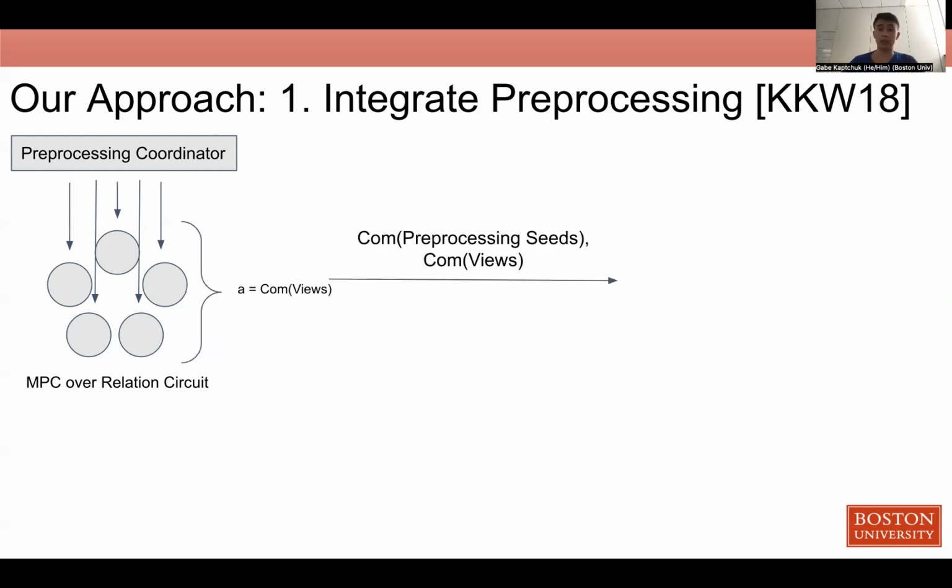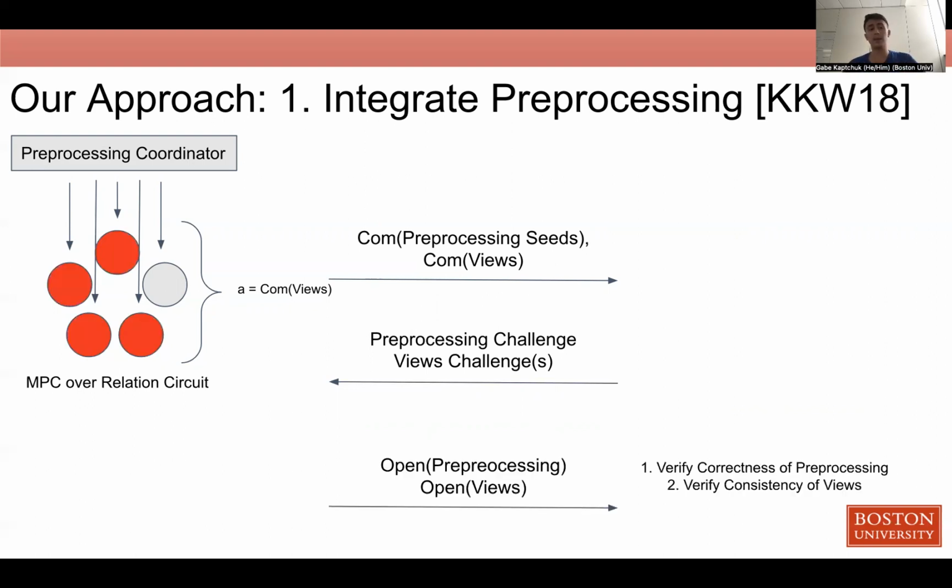Commitment is going to look similar as before. The prover is going to commit to all the parties' views, but they're also going to commit to some pre-processing seeds. And we're going to use this commitment to do a cut and choose style argument that says that the pre-processing is done correctly. What does that mean? That means that the verifier is going to challenge both a set of views, but also a set of pre-processings to make sure that the pre-processing was done correctly. And the prover is going to open the pre-processings that were challenged along with the views. And the verifier will check for correctness and consistency.